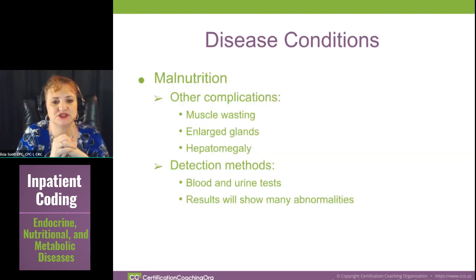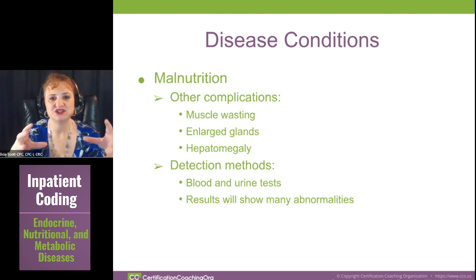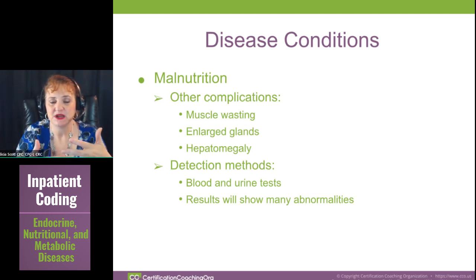We'll stick with malnutrition. Complications: muscle wasting. So it's not just atrophy, the muscle is wasting away. Why? Because the body has to feed on something. If there's no fat and there's no sugar in the system, because we're not eating properly and the body isn't absorbing the nutrition through the small intestine, it's got to eat something, so it'll start eating muscle.